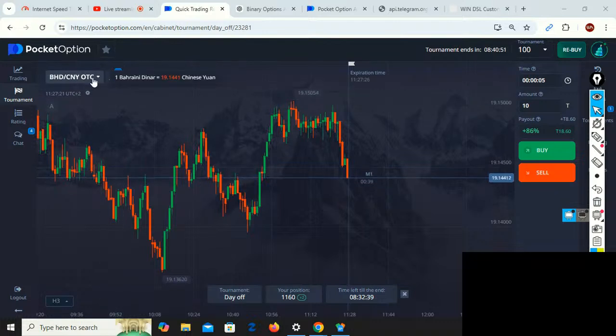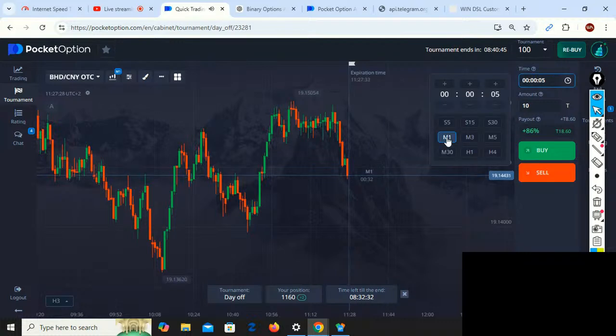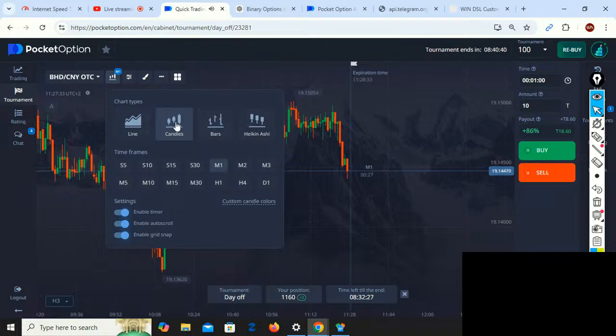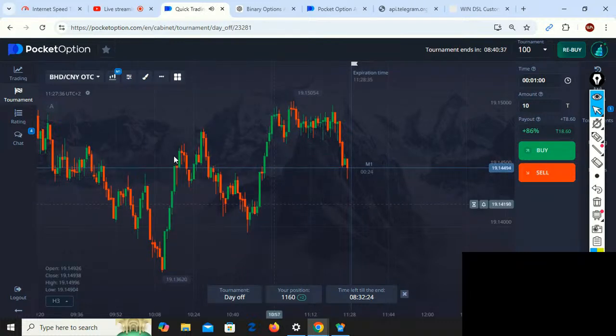Second thing you need to set up is the timer. The expiry time for each trade is 1 minute. The chart time frame is normal candles, 1 minute as well. All right. Let me enable the auto scroll for now because I need to explain something for you.